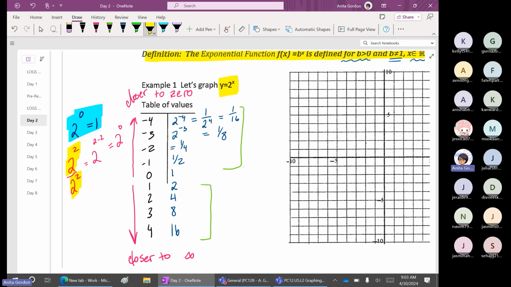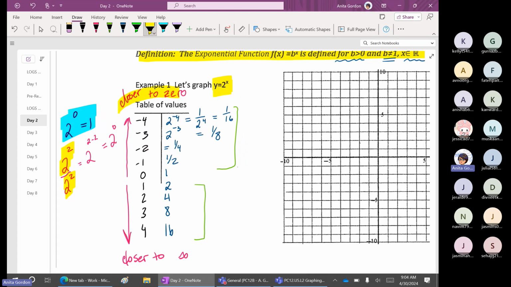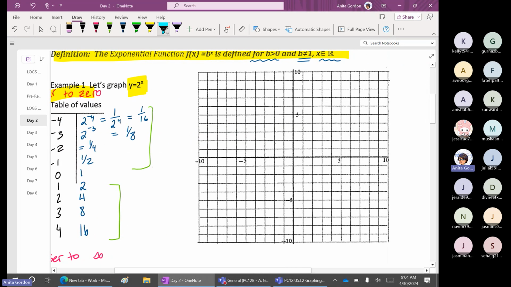No, I cannot. So because I cannot reach the actual point of 0, I can get very, very close to it. I can make my numbers very small, but I can never actually reach it. This means that I'm going to have a horizontal asymptote at 0. I'm never going to be able to actually touch it.